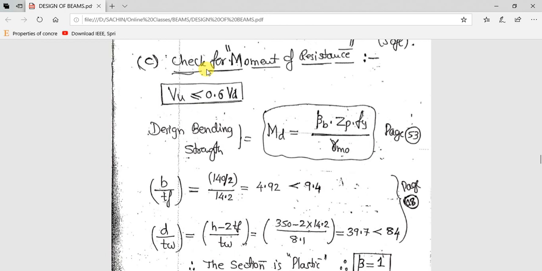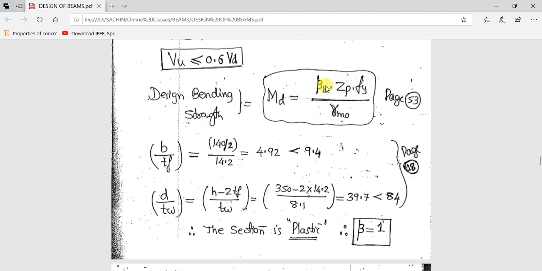So next we will be checking for moment of resistance. You have two conditions, and based on that you have to choose the formula. So here VU is less than or equal to 0.6 times VD, and I judge this using the previous values. So this formula from page 53 should be used to check the moment of resistance. Here beta B is always 1.